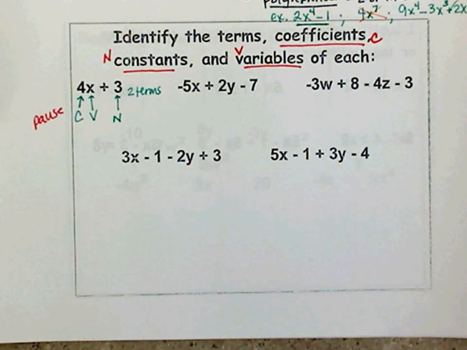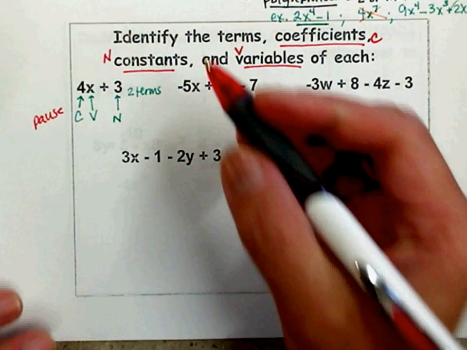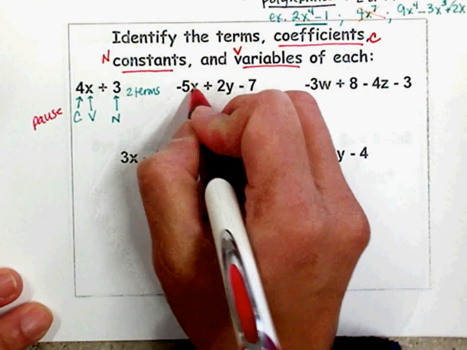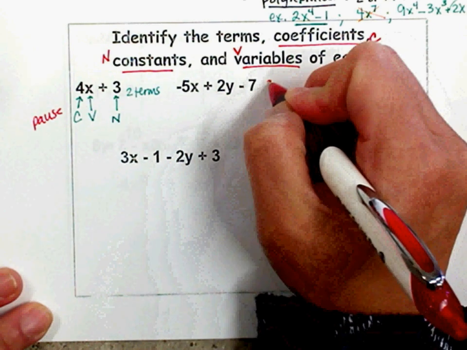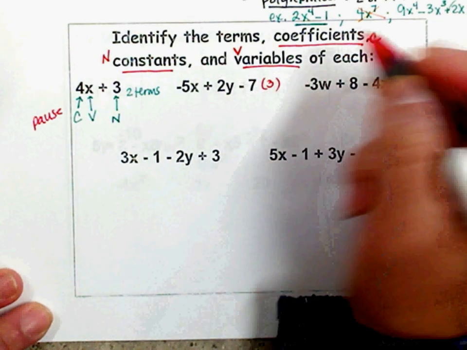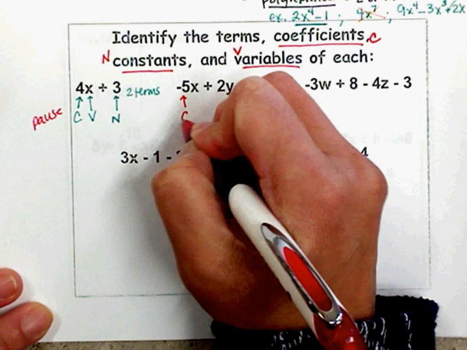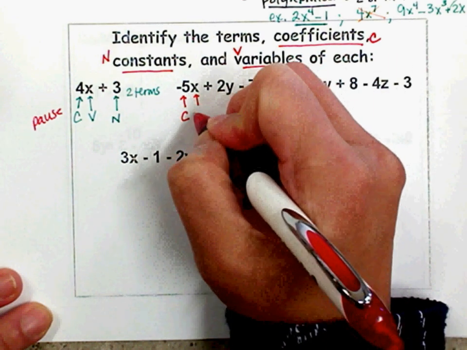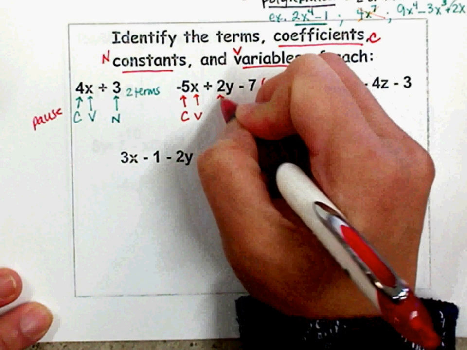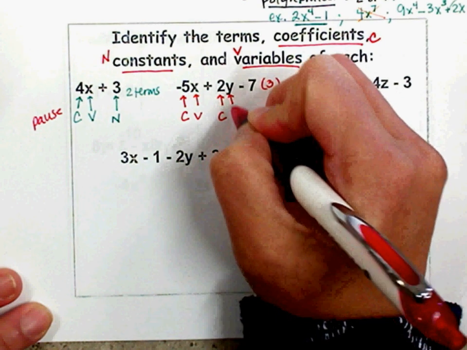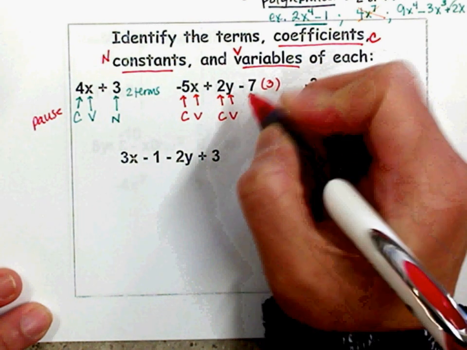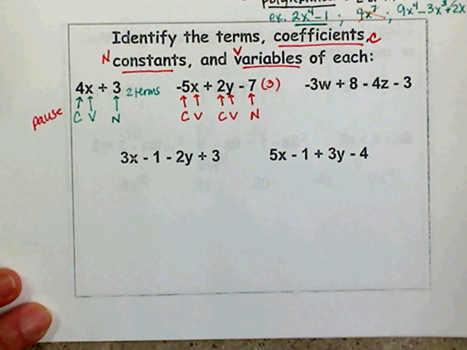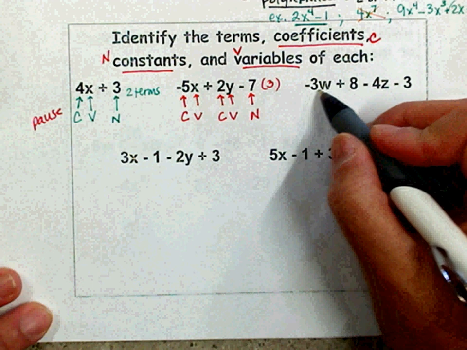Okay. All right. Welcome back. Let's do this one right here. You have 3 terms. 1, 2, 3. So this one has 3 terms. Okay? -5 is a constant. Coefficient. X is a variable. 2 is a coefficient. Y is a variable. And -7 is a number. Okay? Next one. 1, 2, 3. That's 4 terms.